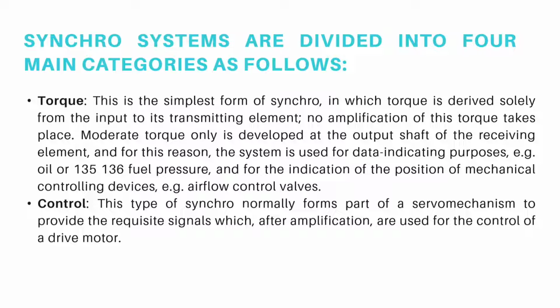Torque. This is the simplest form of synchro in which the torque is derived solely from the input to its transmitting element. No amplification of this torque takes place. Moderate torque is only developed at the output shaft of the receiving element, and for this reason the system is used for data indicating purposes, example oil or fuel pressure, and for the indication of the position of mechanical controlling devices, example airflow control valves.